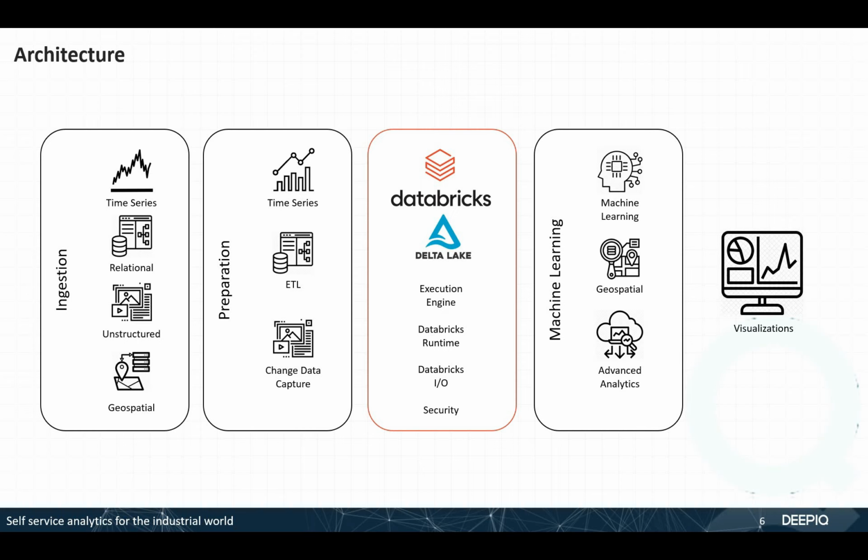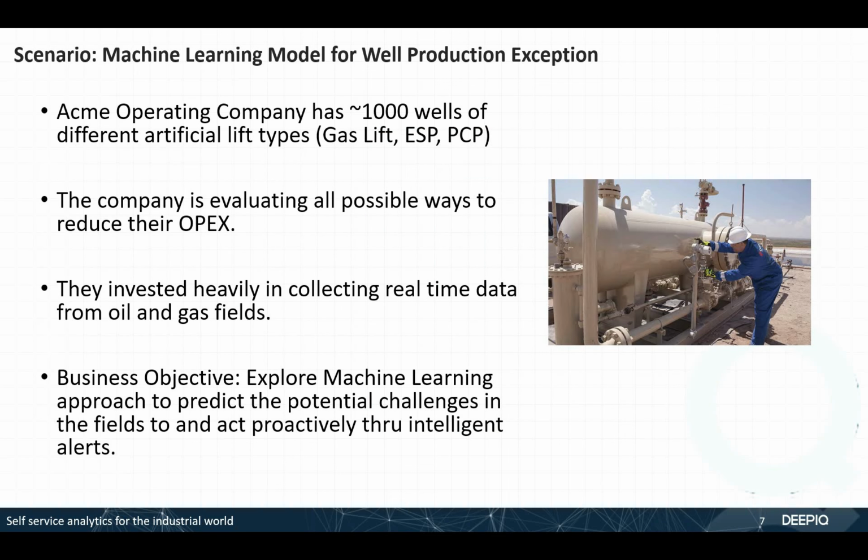Databricks provides a Spark engine that is faster and performant through various optimizations at the I/O layer and processing layer, or the Databricks I/O. Delta Lake is an open source storage layer that brings reliability to data lakes. Delta Lake provides ACID transactions, scalable metadata handling, and unified streaming and batch data processing. The architecture illustrates how DeepIQ's Data Studio integrates perfectly with the Databricks platform and Delta Lake.